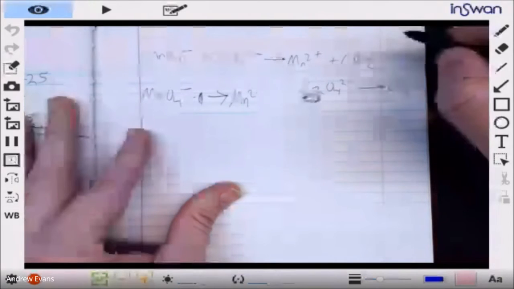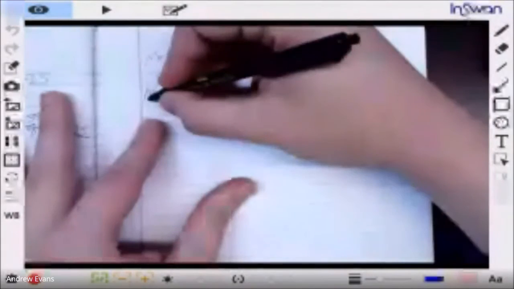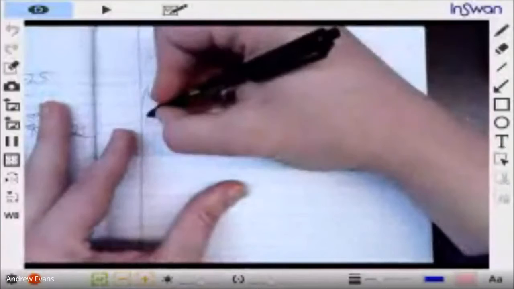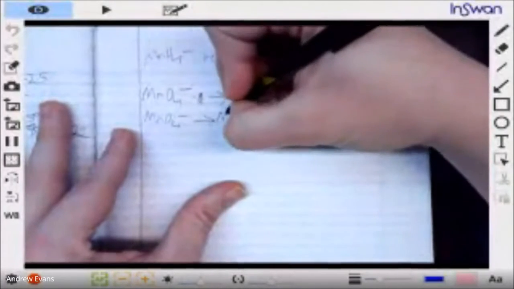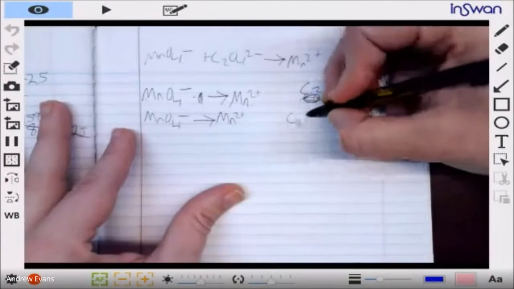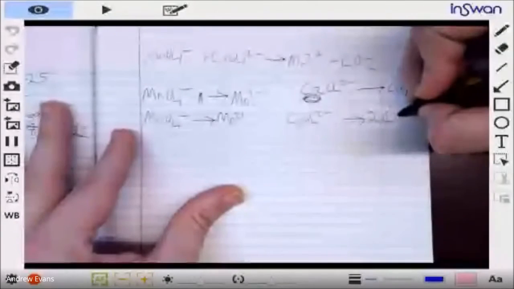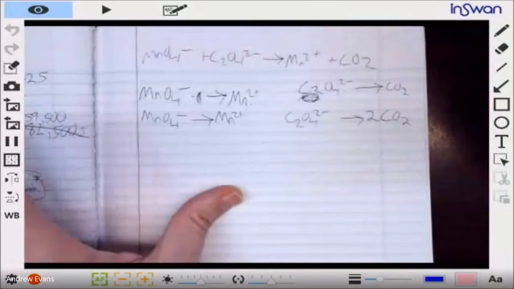Step 2 is I balance the elements. In this case, Mn can stay as written. I don't have to balance this. It is good. This guy, we have 2 carbons on the left, and we have 1 carbon on the right, so I would have to double the amount of CO2. So that's step 2.